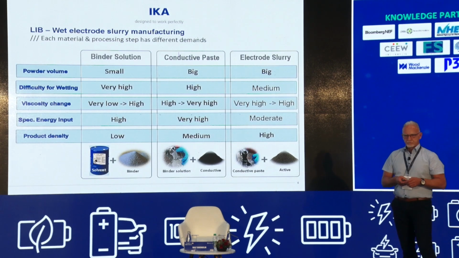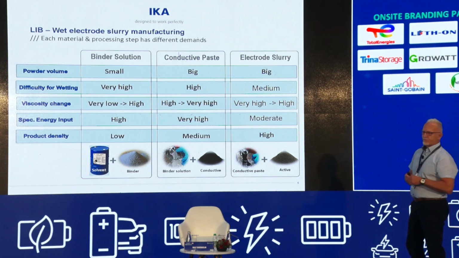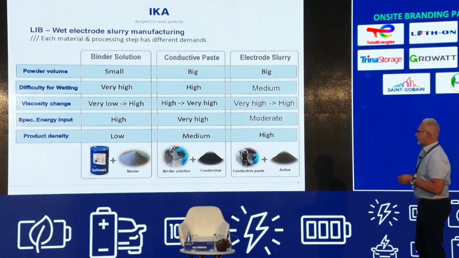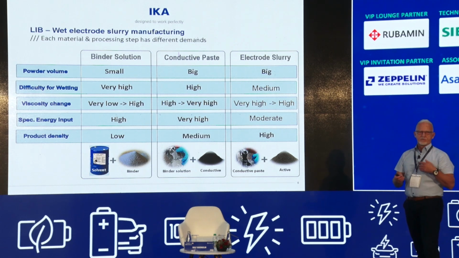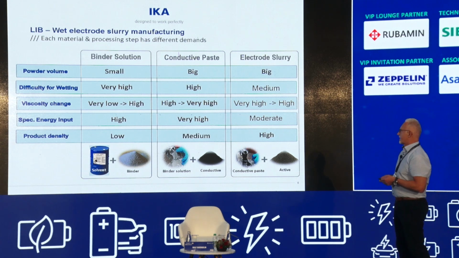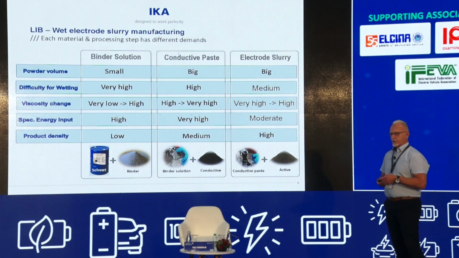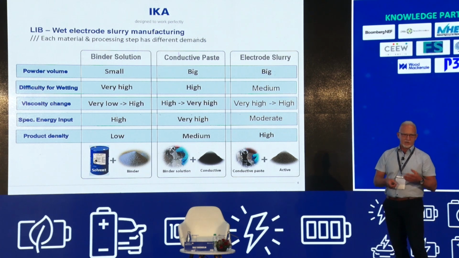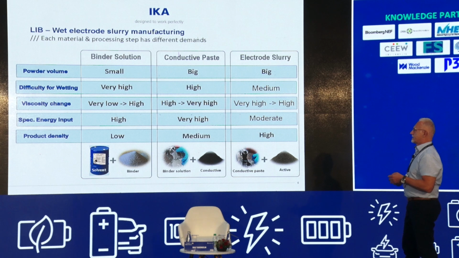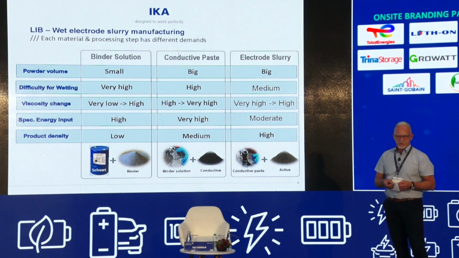The point is now, what makes it difficult to prepare with one single mixing device or single mixing tool? There are different demands of the materials. For example, the binder powder is very difficult to wet with the solution. It's easy to make agglomerates. A similar thing applies to the conductive materials. Then we have changes in the viscosity. At the beginning, for example, we are very low, starting from a solvent. At the end, we are quite high. So that's another challenge.